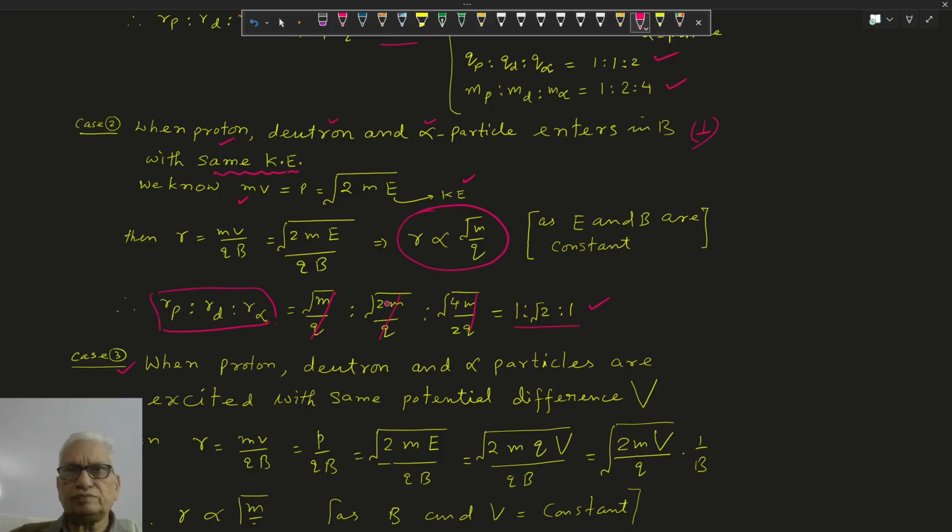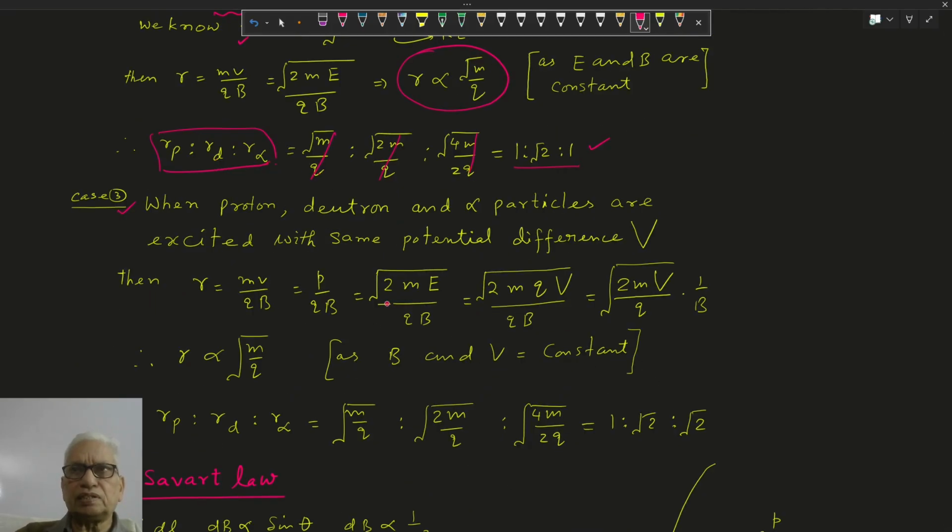Now case 3: the proton, neutron and alpha particle are accelerated with the same potential difference and they enter perpendicularly in a magnetic field. Then radius का formula है mv upon qB. mv is equal to p, जिसको हमने लिखा root 2mE, E kinetic energy is equal to work done qV. तो q cancel करके ये root में आ जाएगा अंदर. यहाँ पे 2V and B constant है, तो radius will be under root m by q, because velocity, potential difference and magnetic field are constant.